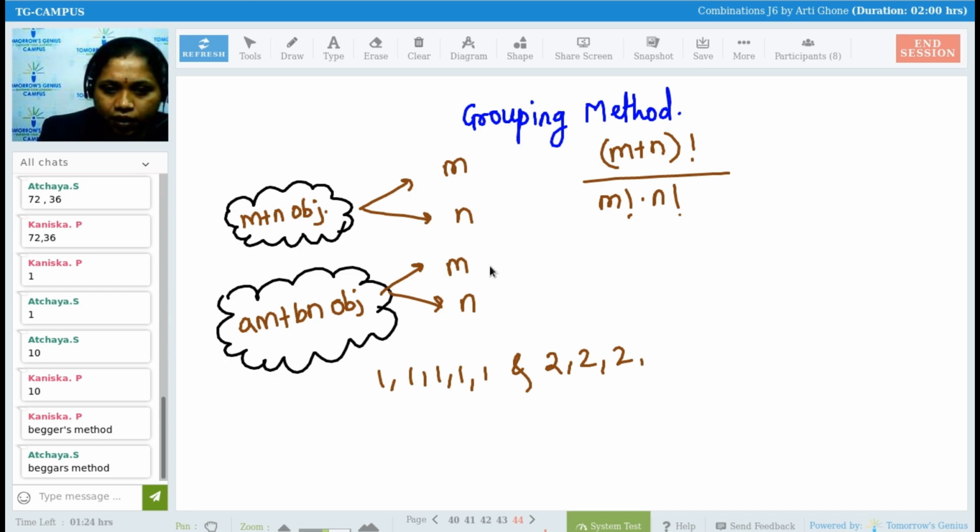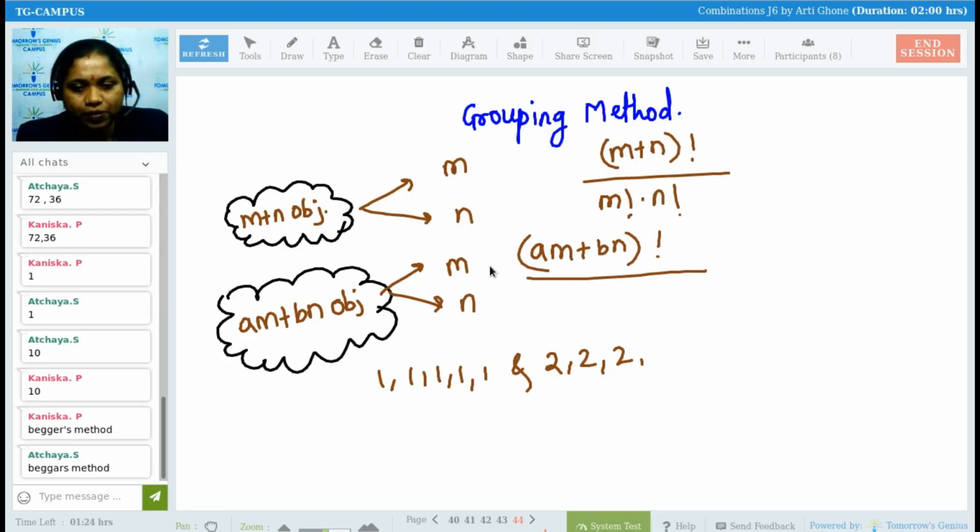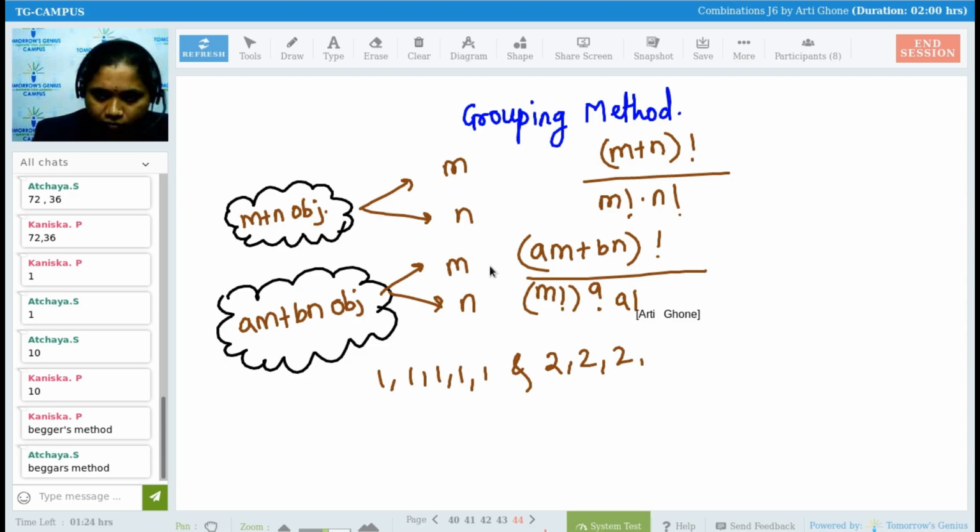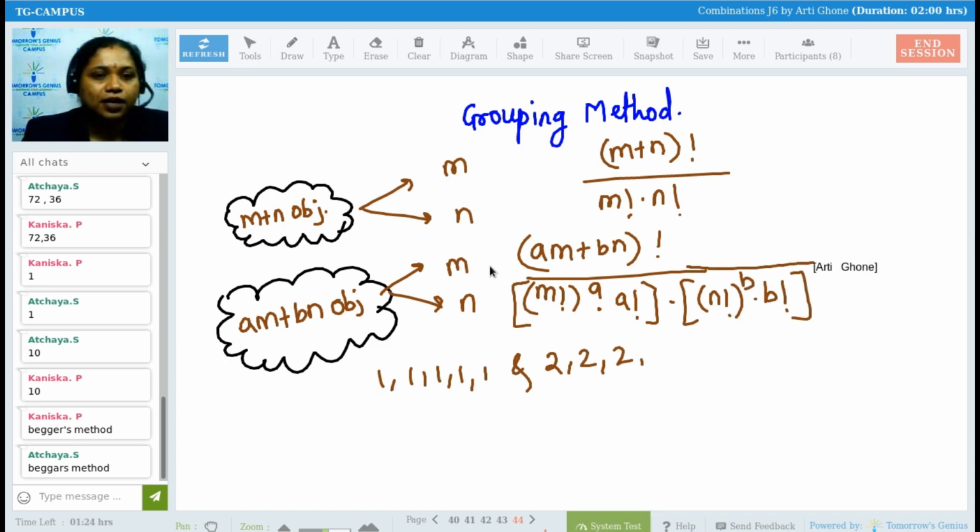Write down: (A times M plus B times N) factorial. That is the total factorial. Clear? (A times M plus B times N) factorial upon (M factorial) raised to A times, into A factorial, into (N factorial) raised to B times, into B factorial. This is the answer of grouping.